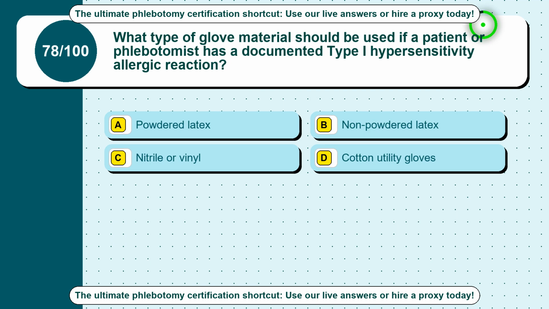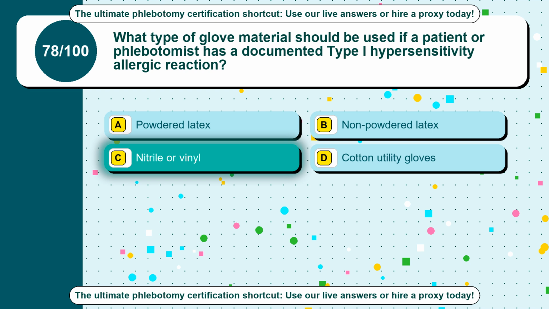Question 78. What type of glove material should be used if a patient or phlebotomist has a documented type I hypersensitivity allergic reaction? Option A. Powdered latex. Option B. Non-powdered latex. Option C. Nitrile or vinyl. Option D. Cotton utility gloves. The correct answer is option C.